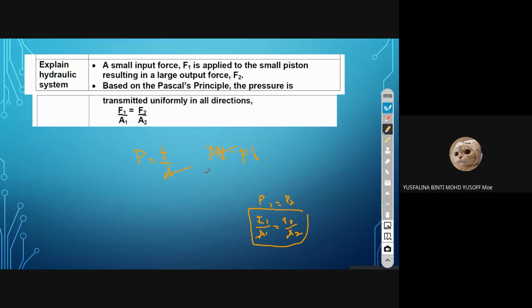Then at the second piston, at the brake there, you can see the area is bigger. When the area is bigger, the force will also be bigger, so a bigger force will be produced. It will grip the tire and then the tire will not move, so the car will stop. That's the explanation for the connection between the area and the force. But the pressure you must remember is always the same, right?